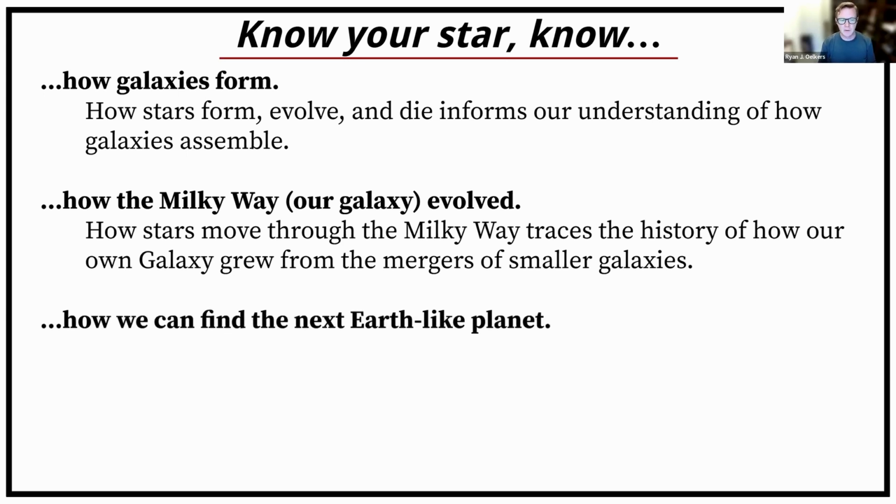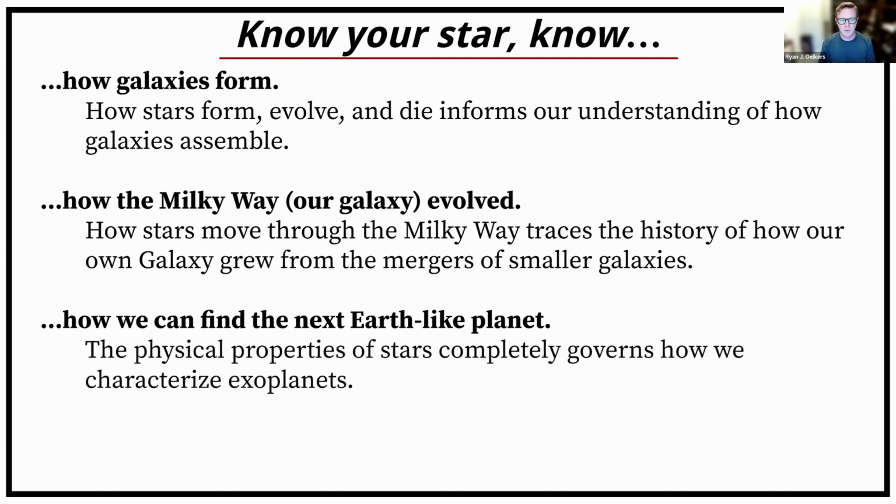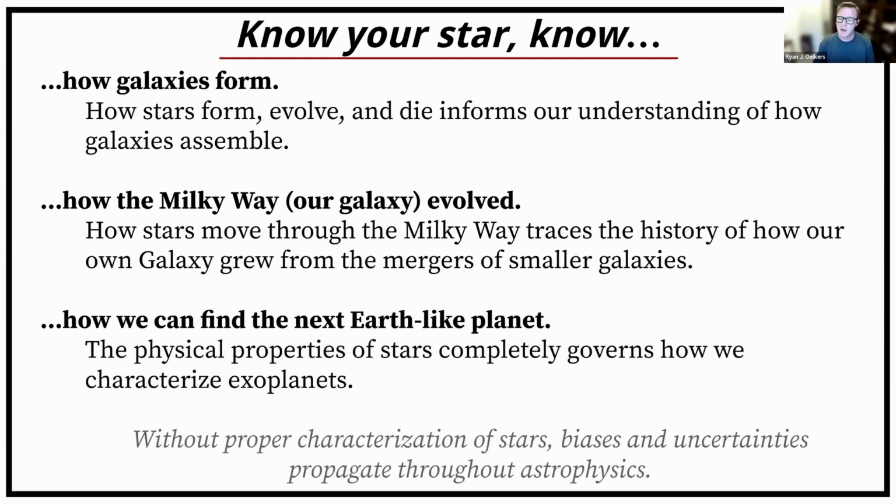And then finally, if we want to find physical properties of planets, they come from the physical properties of stars. And so if we don't know how stars are formed, what their physical properties are to very high precision, then all of that uncertainty in stellar models propagates to everything we know about the rest of stellar astrophysics. So understanding stars is super important.